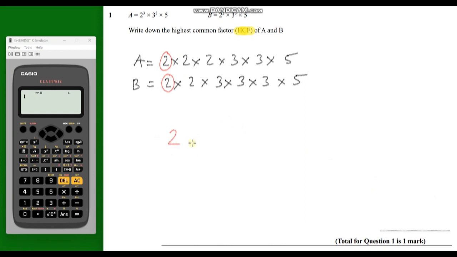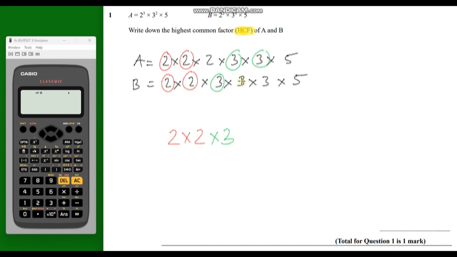So I'm going to write 2 down first. They've also got another 2 in common. So they've both got a 2 times 2 in common. Now this one's got a 2, but this one doesn't have a 2. So they've only got 2 times 2 in common. There are no other 2's that they've got in common. So now if we look at the 3's, so we've got a 3 in common for both of them. So we can do 2 times 2 times 3.